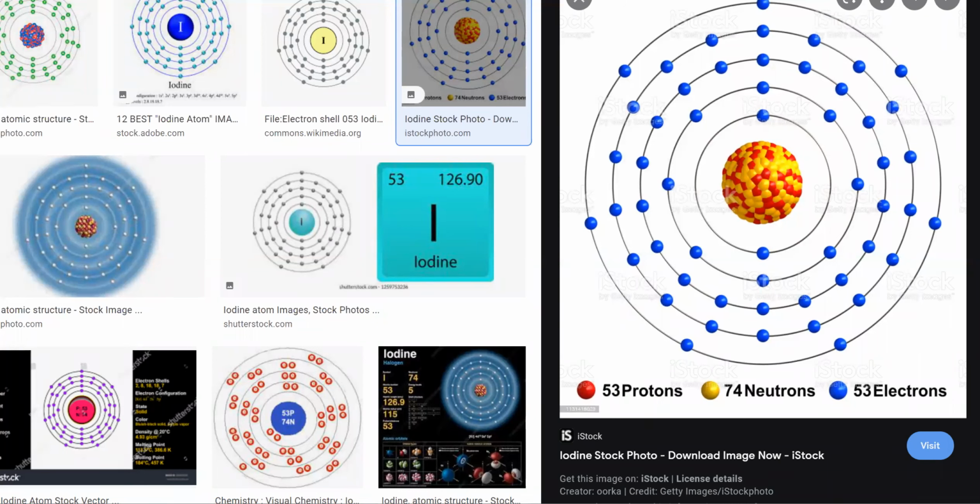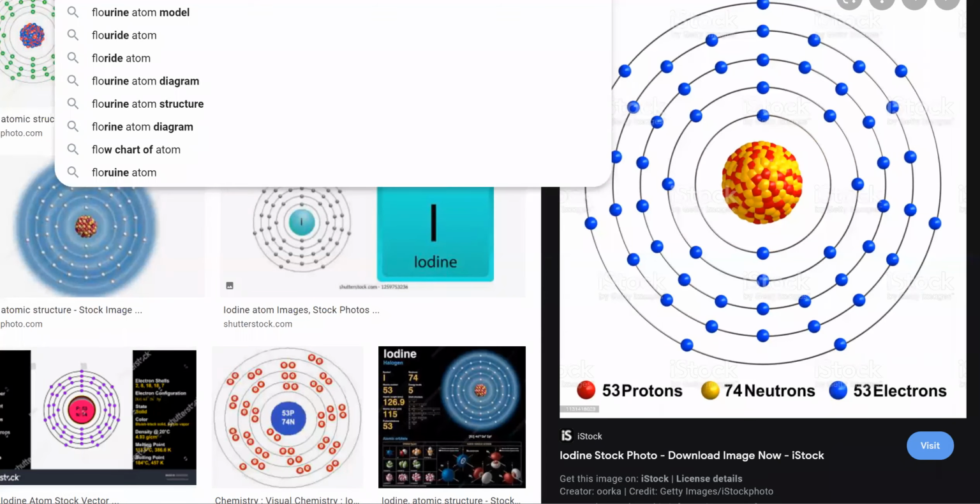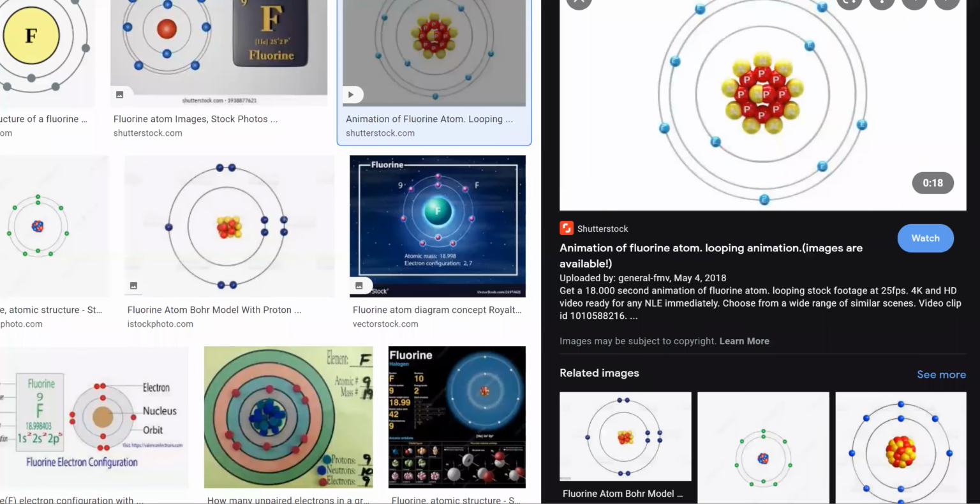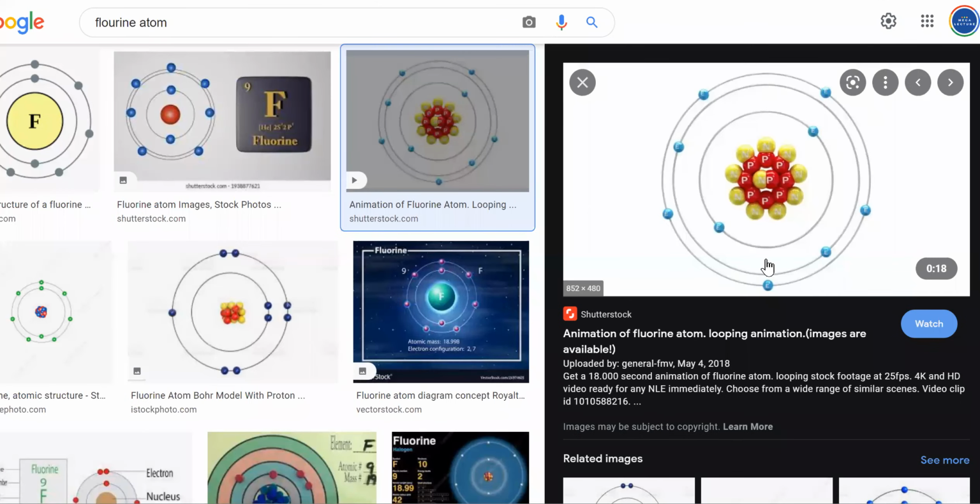Here, if it's a fluorine atom, the fluorine atom is a really tiny atom. So its nucleus is not surrounded by electrons, and the nucleus is better able to attract electrons. Is this clear?